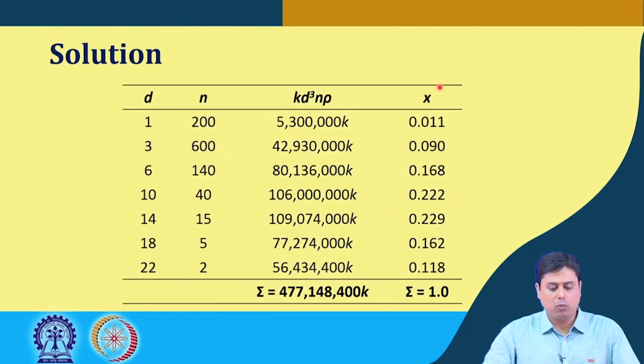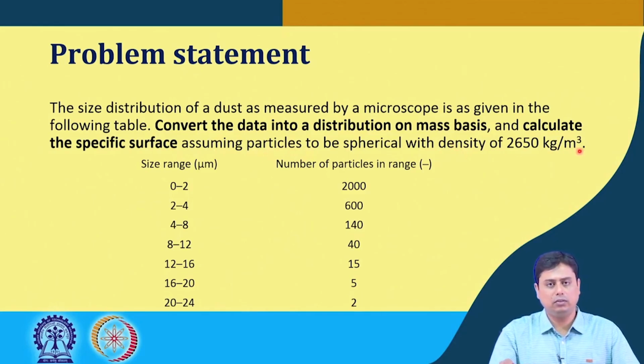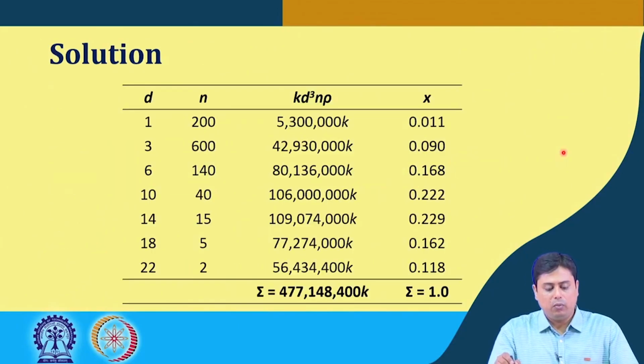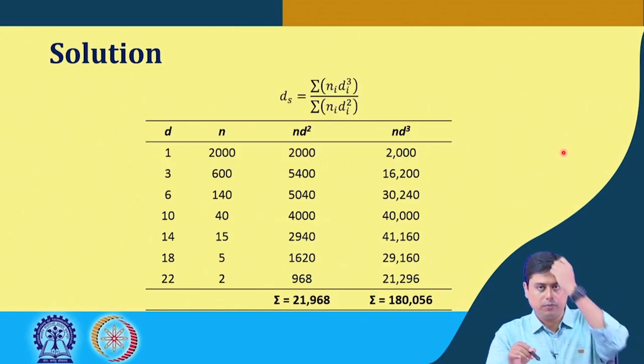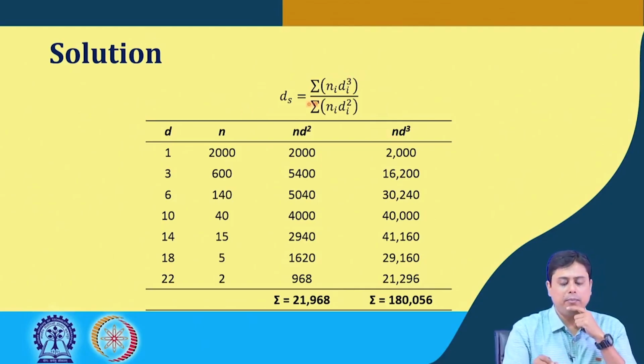Then our question was, again if I go back, to calculate specific surface assuming particles to be spherical with a density of 2650 kg per meter cube. So for that we have to have a mean diameter of this sample, which is the surface mean diameter. Since in the problem the number distribution was given, we use that information instead of the converted mass distribution.